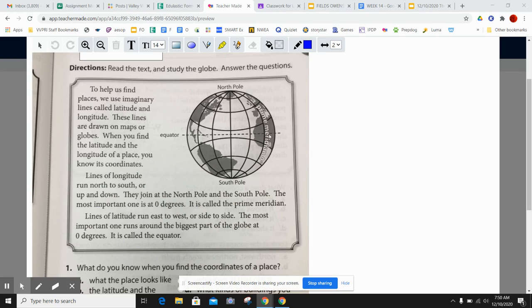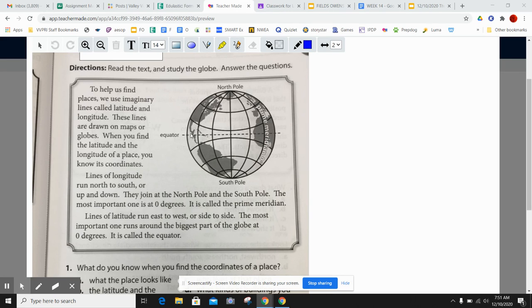And this is the hottest part of Earth because it's the farthest part of the Earth sticking out. And so it's the closest part to the sun. And so it is the warmest part. So like if we go down to Florida, Florida is pretty close to the equator, and that's why it's so warm down there.